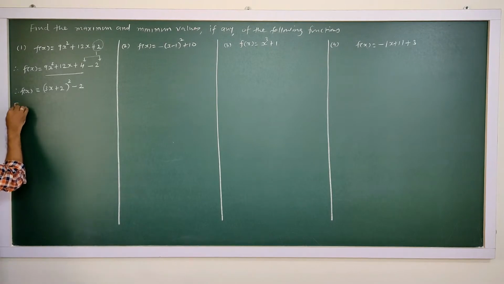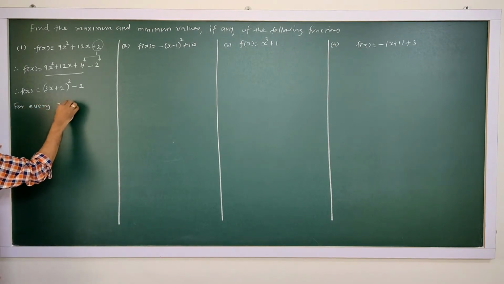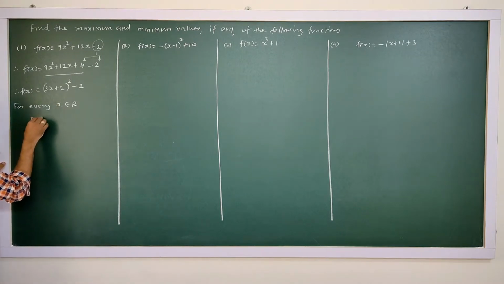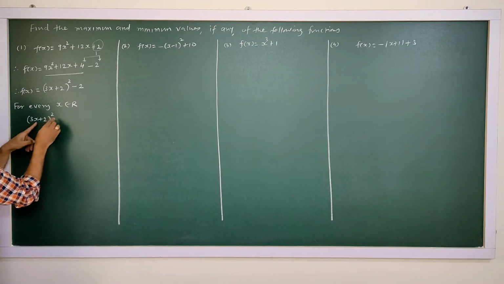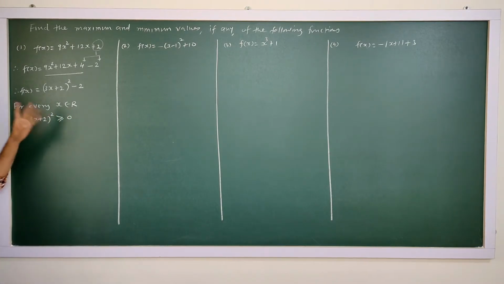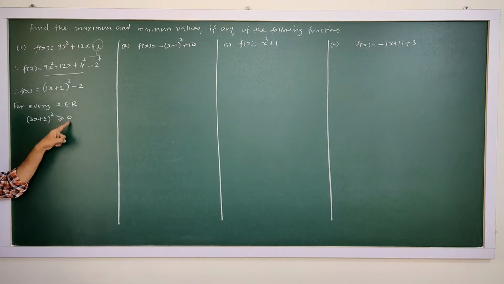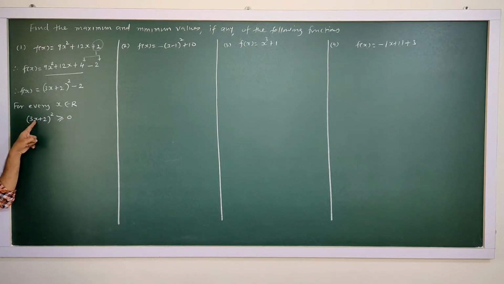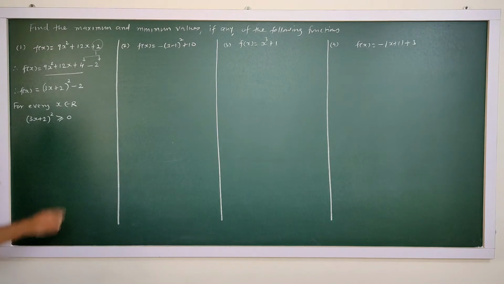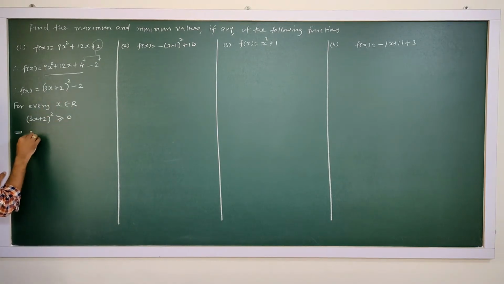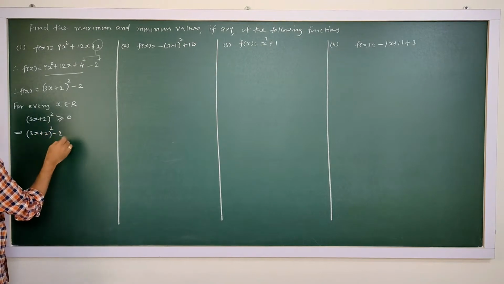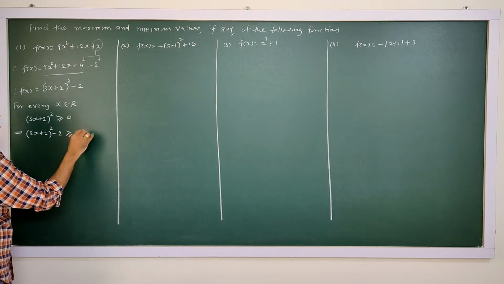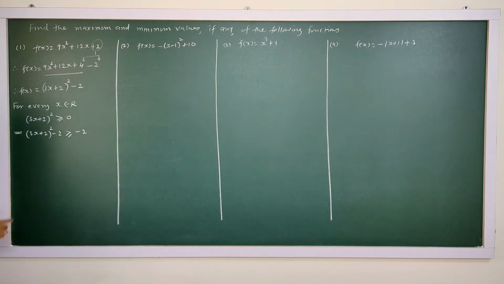Now see, for every x belonging to R, (3x + 2)² is always greater than or equal to 0 because it is a square. Its minimum value is 0, putting x = −2/3, this can be 0. Because of the square, this is always non-negative. Then I subtract 2 from both sides. So (3x + 2)² − 2 is greater than or equal to −2. So f(x) is greater than or equal to −2.